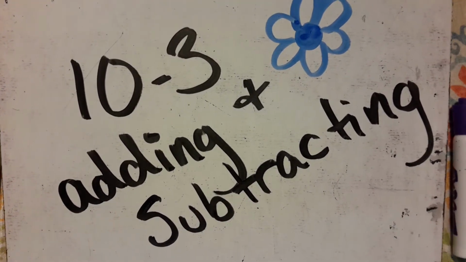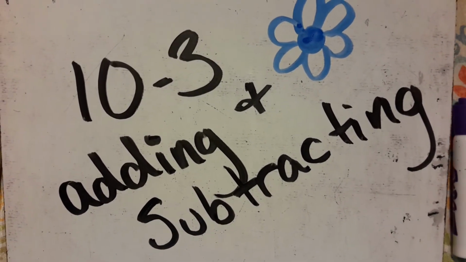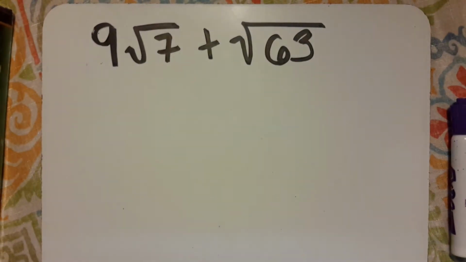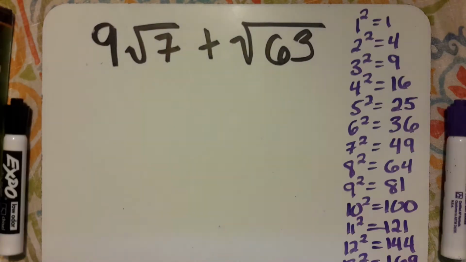Okay, today we'll be doing 10-3, where we are adding and subtracting. So with these radicals, adding and subtracting, we're going to have to think about combining like terms in a really creative way. So what I want you to do is, again, on the side, let's list all the square numbers. It's going to be helpful to have these written as I start trying to break down my radicals.